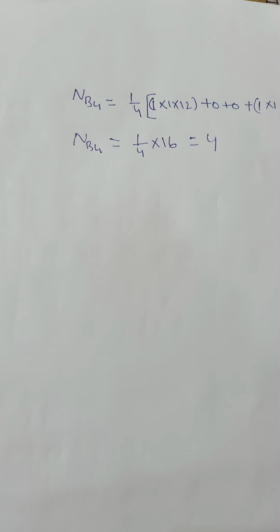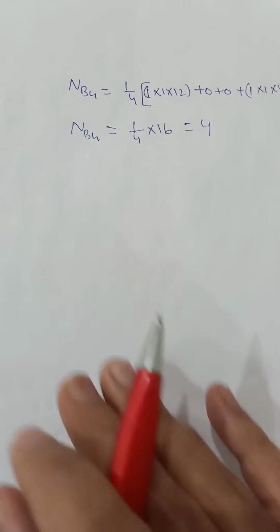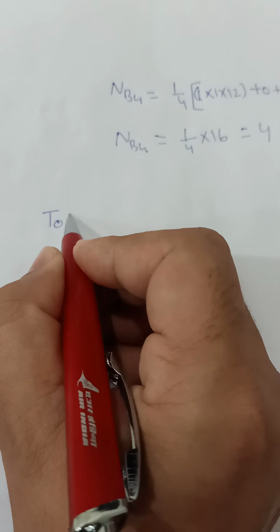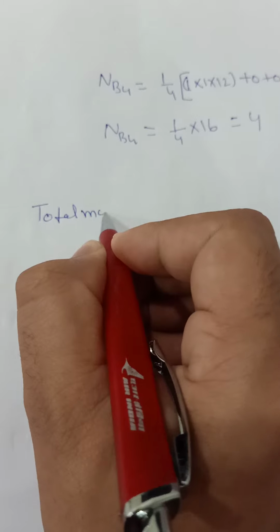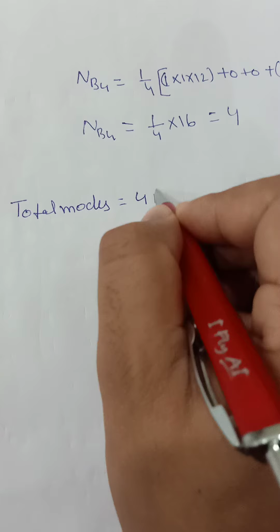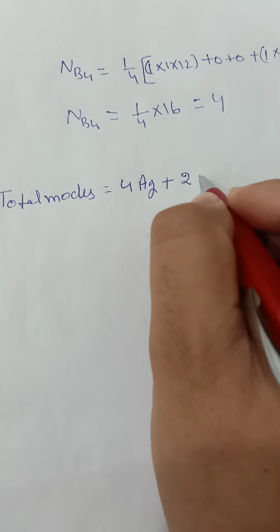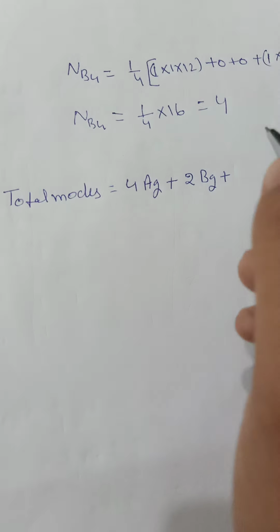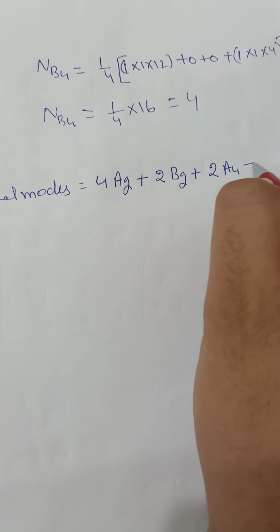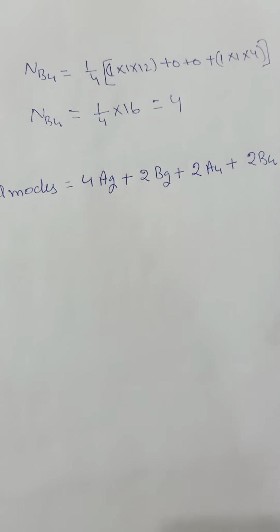So from here we have obtained total modes, which are equal to 4Ag plus 2Bg plus 2Au plus 2Bu. Okay.